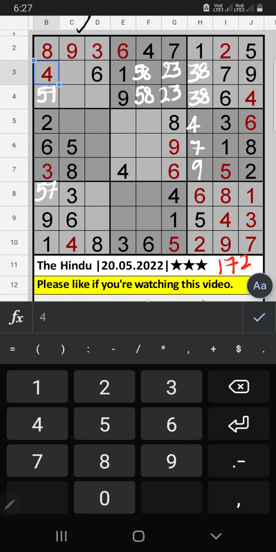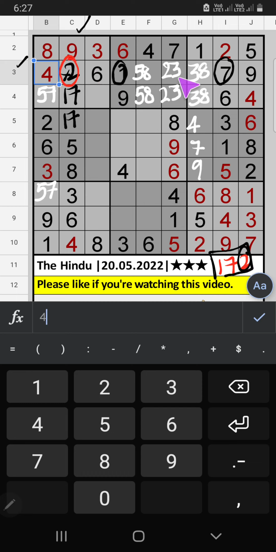Column C, 3 numbers are remaining: 1, 7, 2. Third row, we have 1, 7. So 1, 7 can't come in this cell, it will come in any one of the 2 cells. Then only 1 number is remaining, 2. 2 is confirmed here.